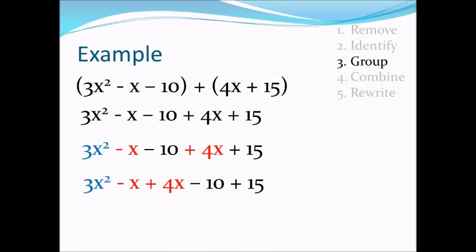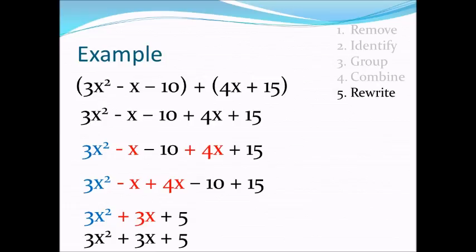Now I'm going to group them together. So all the same color, or the same variables with their exponent, are together. I've just switched the terms around a bit. And then from here, I can combine the terms. I can just drop down the 3x^2, I have a minus x plus 4x, which would give me a positive 3x. And then a minus 10 plus 15, which would give me a positive 5. And then this would be my final polynomial.